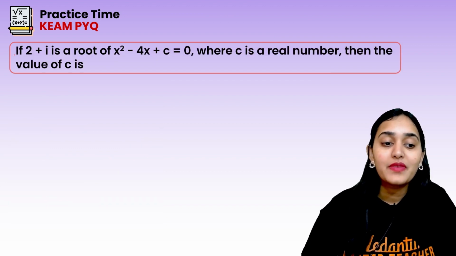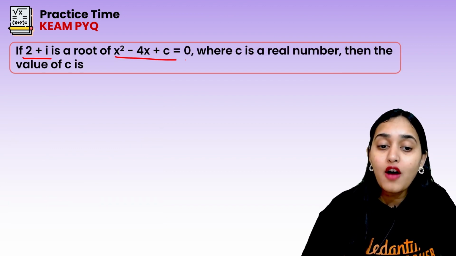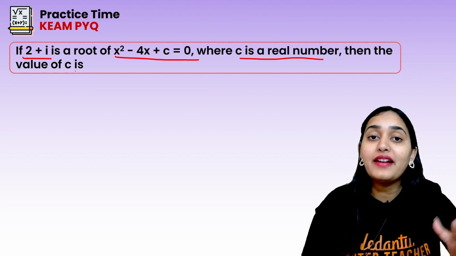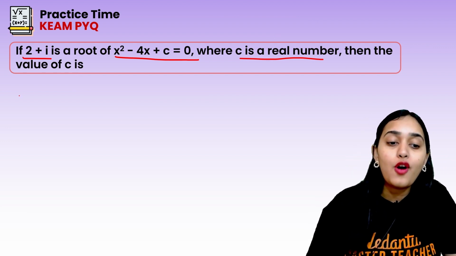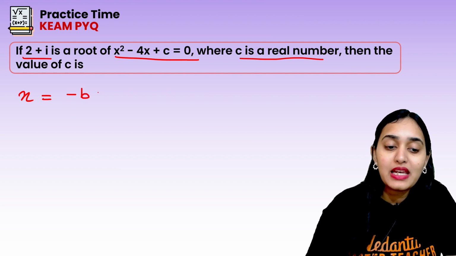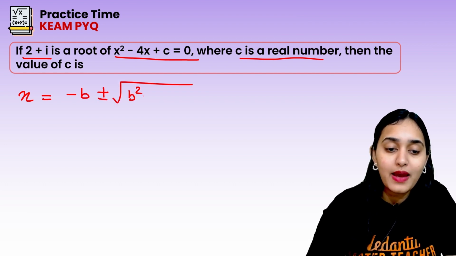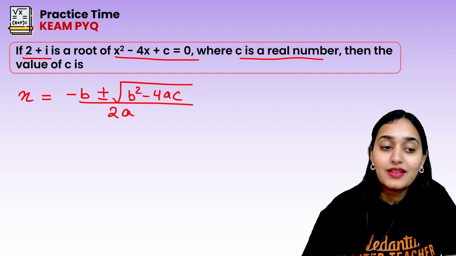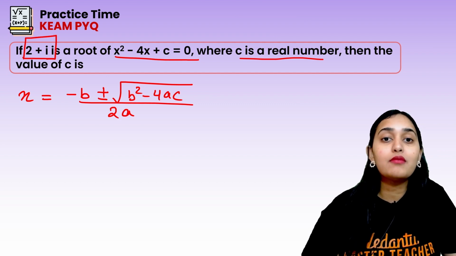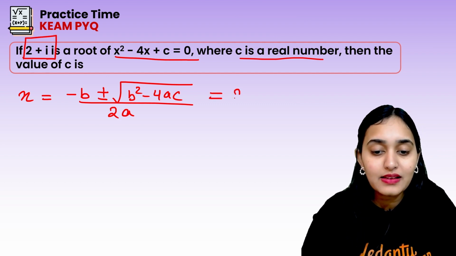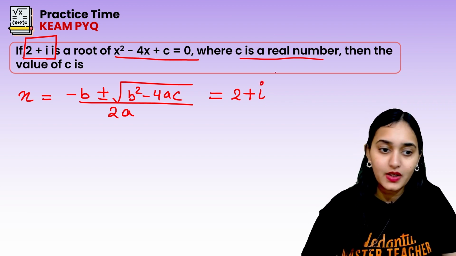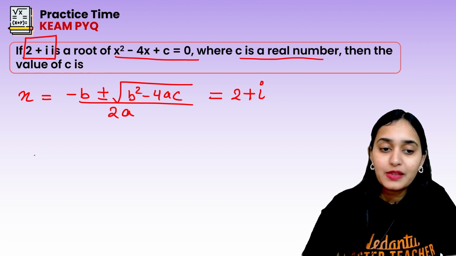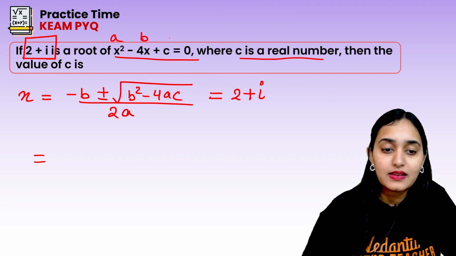Okay. Next. If 2 plus i is a root of this quadratic equation, then c is a real number equal to what? How do we find the root? At the beginning of the session I told you, for the root the formula is minus b plus minus square root of b square minus 4ac upon 2a. Right? Now in the question they have given that this root is 2 plus i. But wait, first of all, you need to find the root.